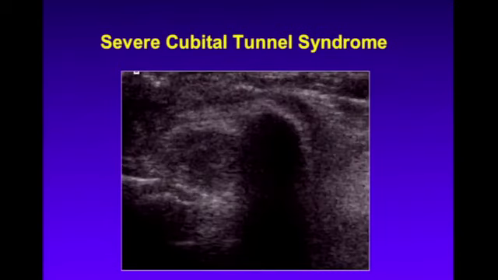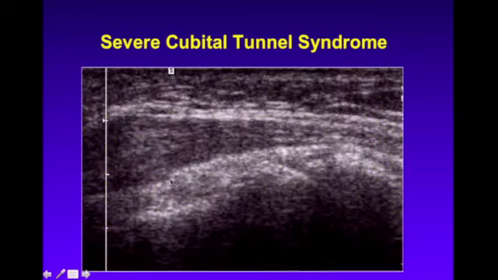These cubital tunnel syndrome cases can be quite abnormal, and this is a very, very large ulnar nerve, again, though tapering abruptly at the level of the arcuate ligament.